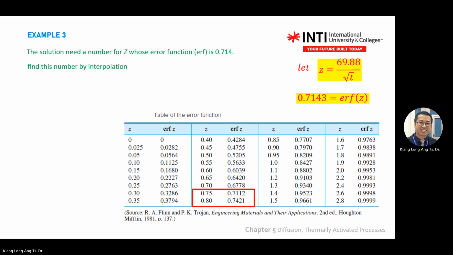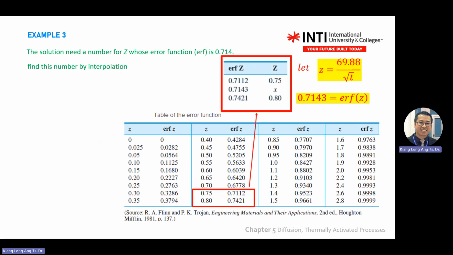Sorry, it's not 0.7143, it's here. It's between 0.75 and 0.8. Okay, just now I made a mistake. I thought it's 0.7413. Okay, so it's between here. So it's between 0.75 to 0.8. You need to do interpolation.